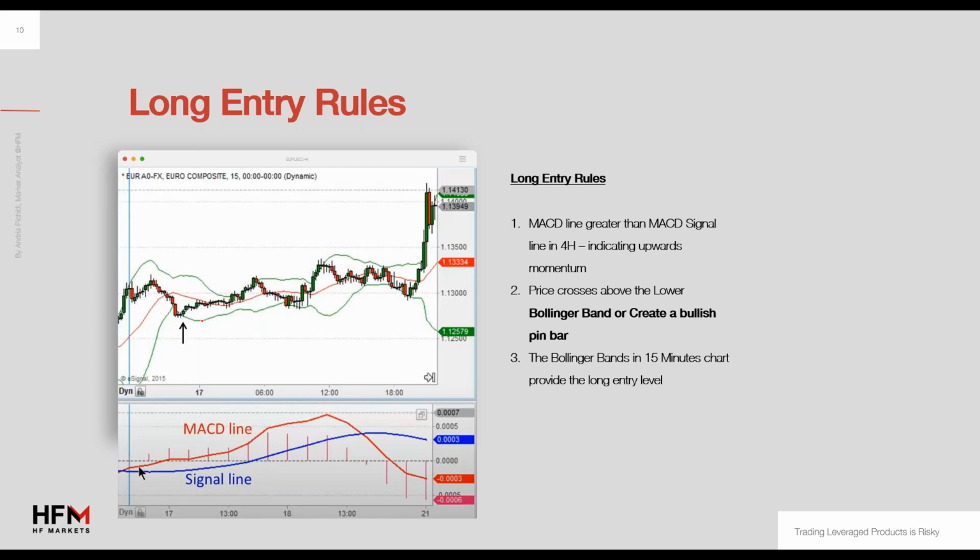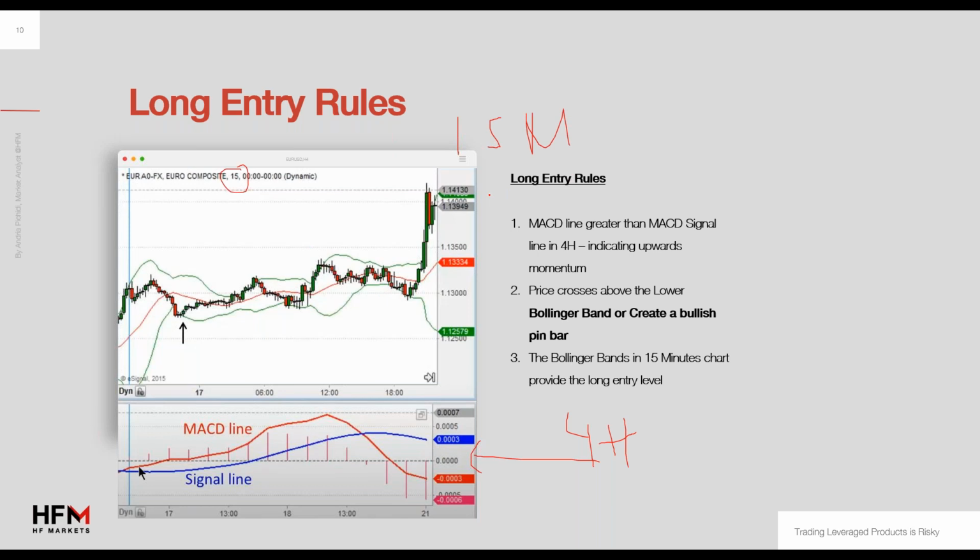Over here you can see that, by the way, I have merged two charts. This MACD is my screenshot for a 4 hour MACD. This is for a 4 hour one. The chart above is a 15 minutes one, 15 minutes.